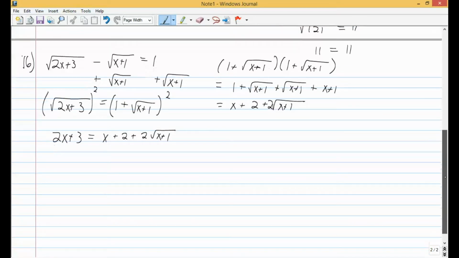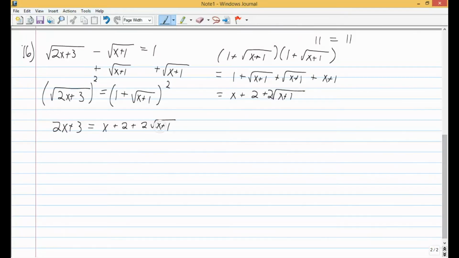Now it's like I'm starting all over. I want to get this radical by itself. So I'm going to have to move my x and my plus 2 over by subtracting x and subtracting 2 from both sides of the equation. So I get x plus 1 equals 2 times the square root of x plus 1. So now I have the radical by itself.